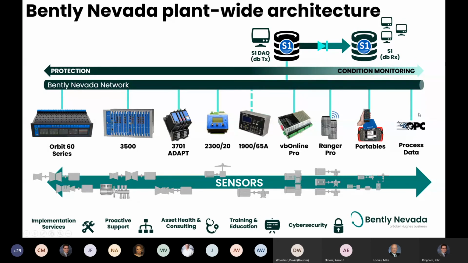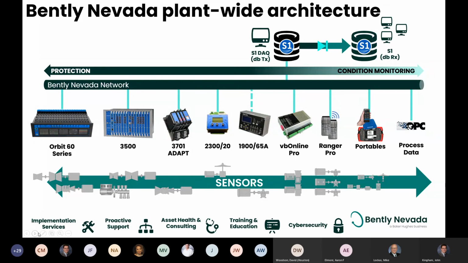Okay. You go over here to the right, we've got our VB Online Pro, which is a wired scanning system. We have the Ranger Pro, which we are going to talk about today, and it's a wireless scanning system. And then you have your portables, like your VB7, VB8, and your Scout series, which you use for walk-around programs. And we can also take in process data through OPC. The beauty is that all of this data resides right up here on the System 1 server. So you only learn one program, and you only have to maintain one program, one platform. So, again, you have your sensors coming into these various instruments.